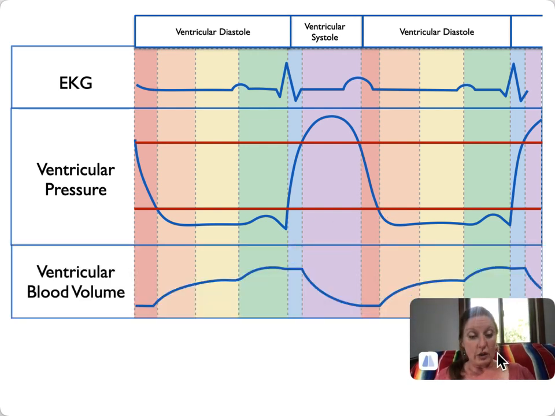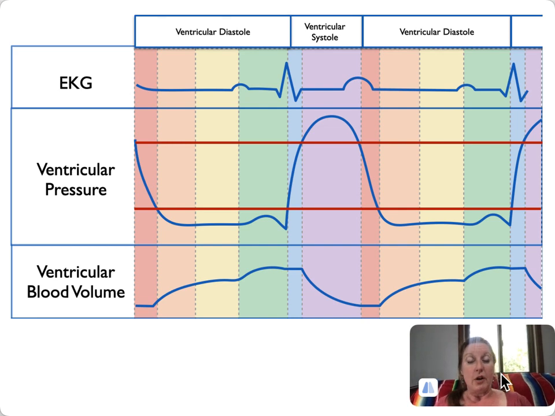We're also going to look at ventricular blood volume, or the volume of blood in the ventricles. Now, here you can see that the ventricle is at its emptiest point. And just like you would watch the water level in a glass go up as you fill it, as we see this line go up, that means that the ventricles are filling with blood. And when we see the line go down, the ventricles are being emptied. So here, no change, isovolumetric.